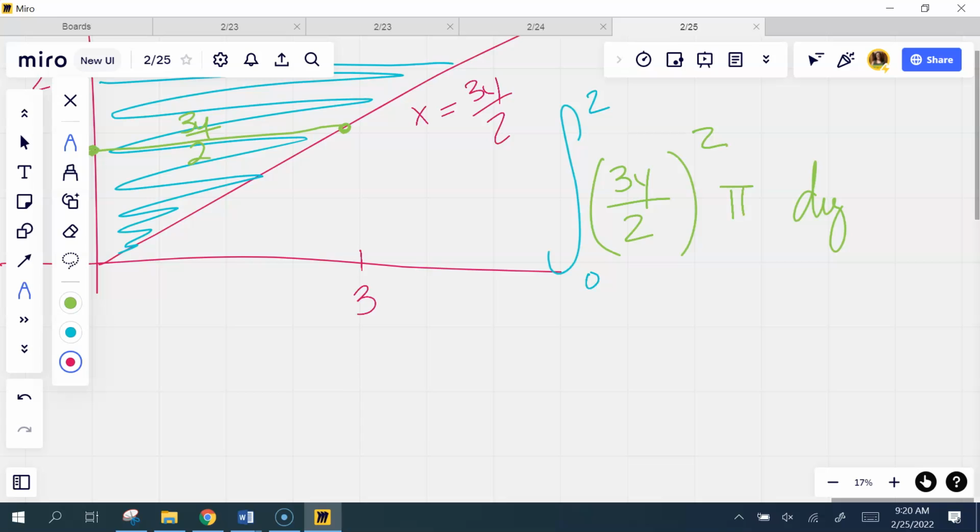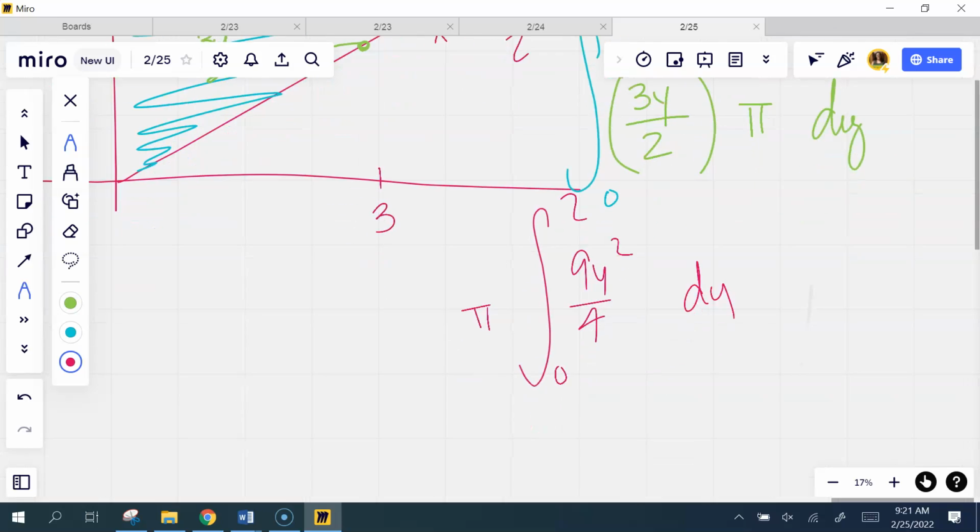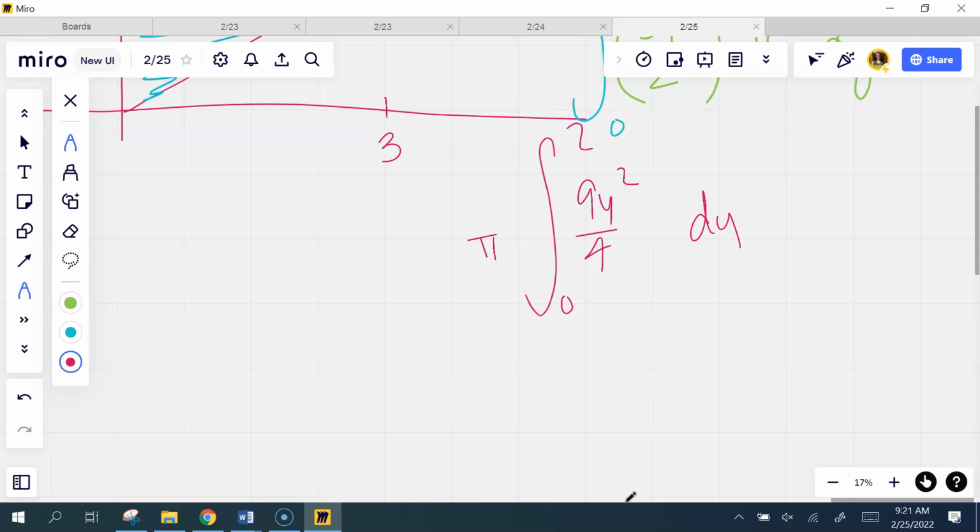6 pi. So yes, this would be. So that's 9y squared over 4. That would be 3. So divided by 3 would be 9 over 12 y cubed from 0 to 2.